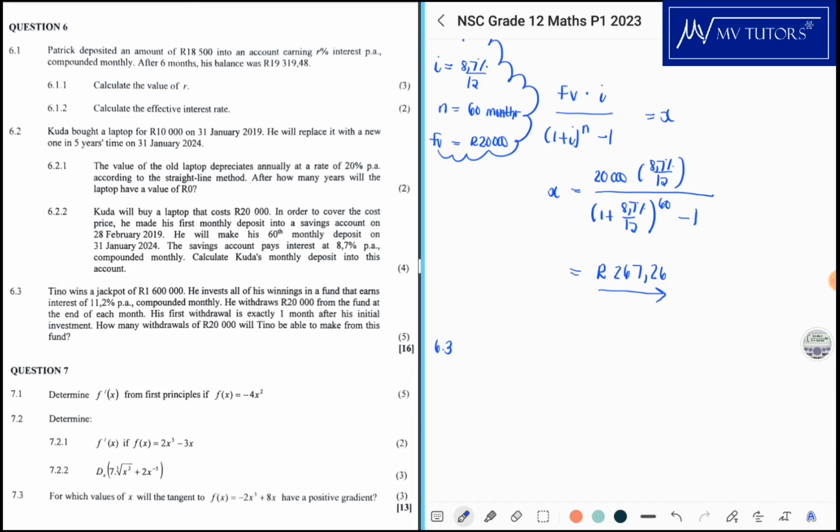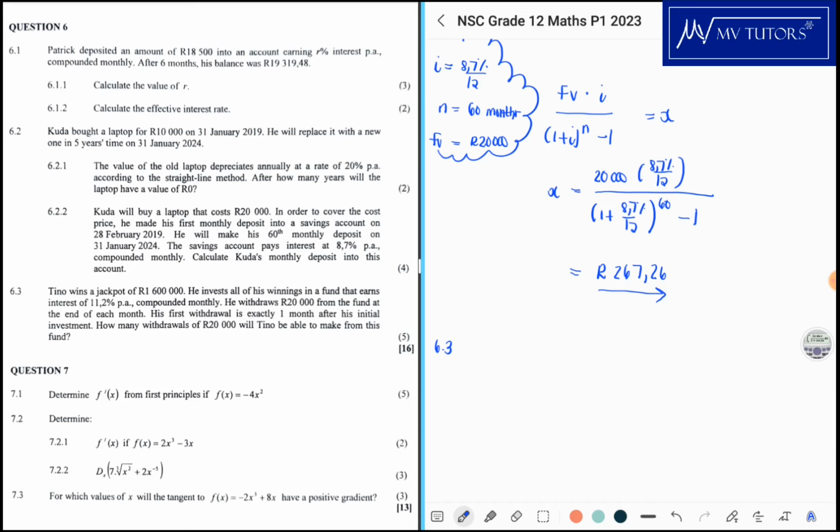Alright, so Tino has received money today. It is 1,600,000. So because of that, we're going to use the present value annuity. That's how you can determine the difference between a present value and a future value. If you're getting money in the future, it's future value. If you're getting money today, whether it's through an inheritance, winning the lottery, or taking a loan from the bank, then it's present value.